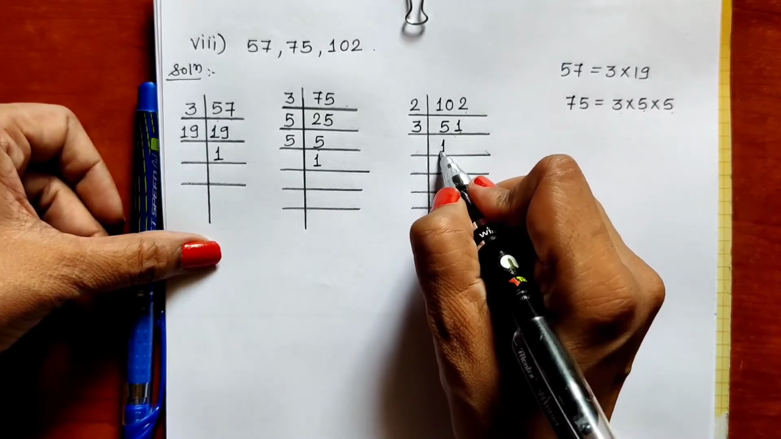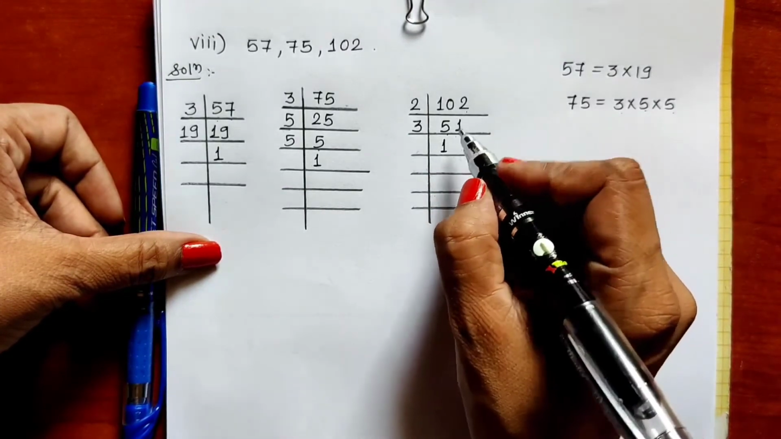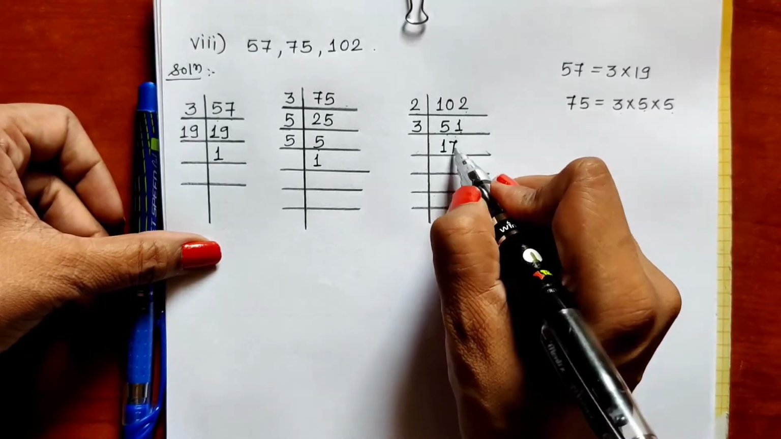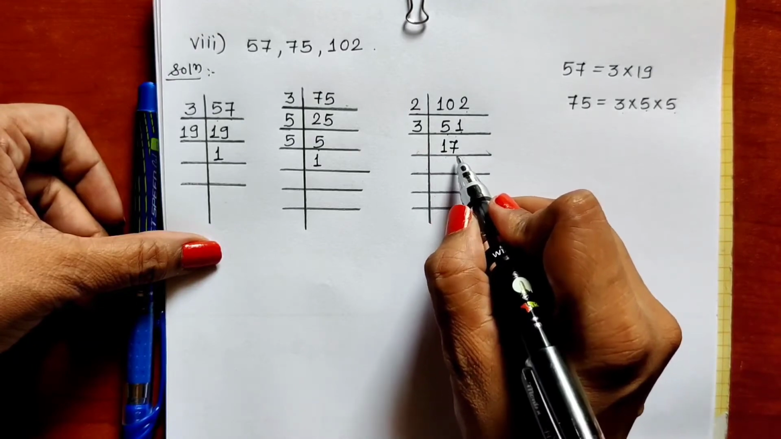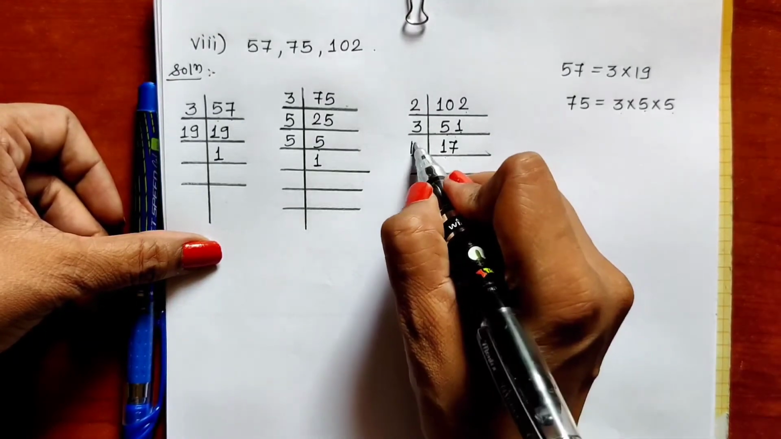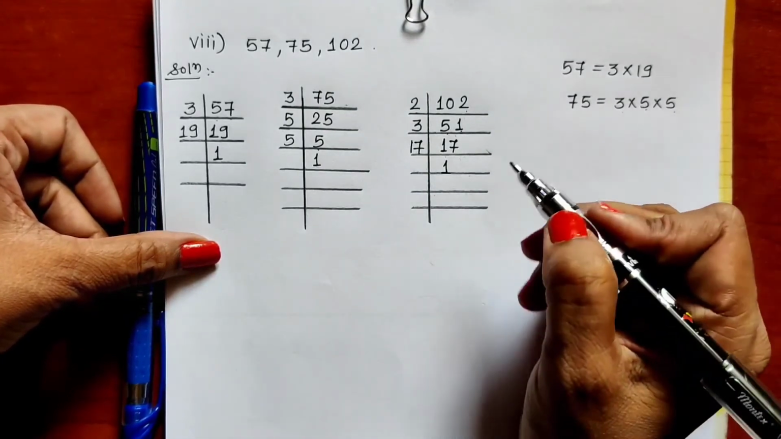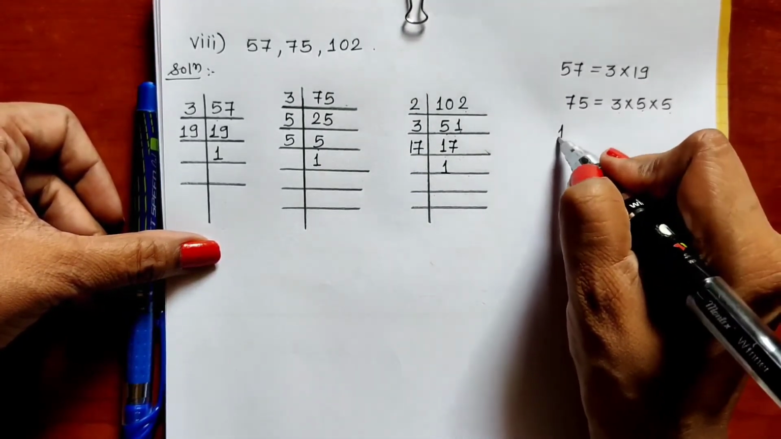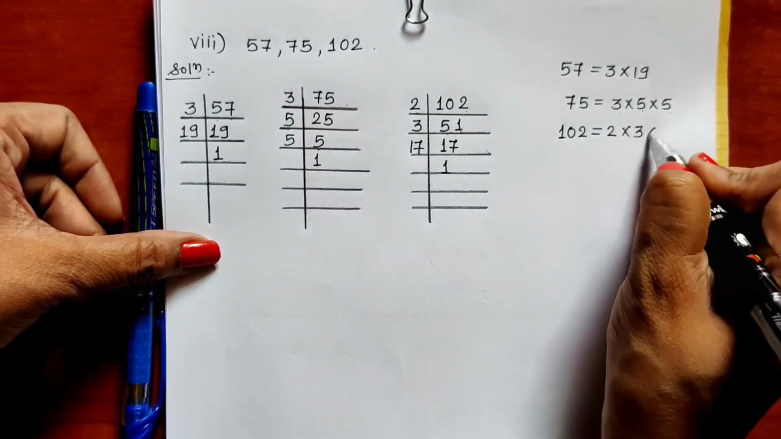3 ones are 3. 5 minus 3, 2 remaining. This one is 21. 3 sevens are 21. 17 we have got. 17 is a prime number. It is not divisible by any other number except itself. So 17 ones are 17. And in this way we have got the factors of 102 as 2 into 3 into 17.